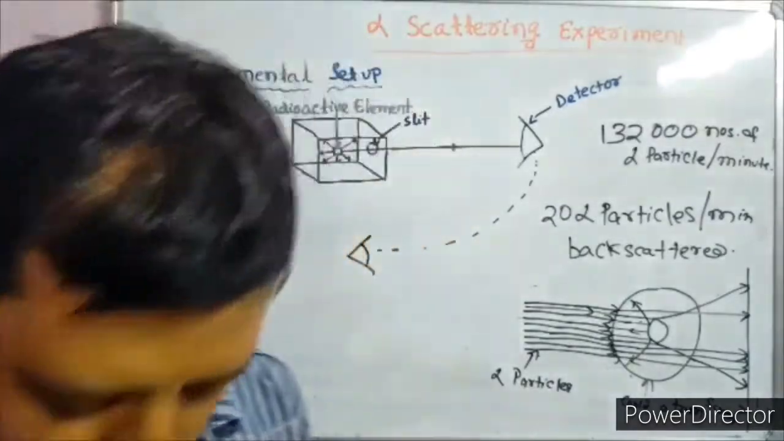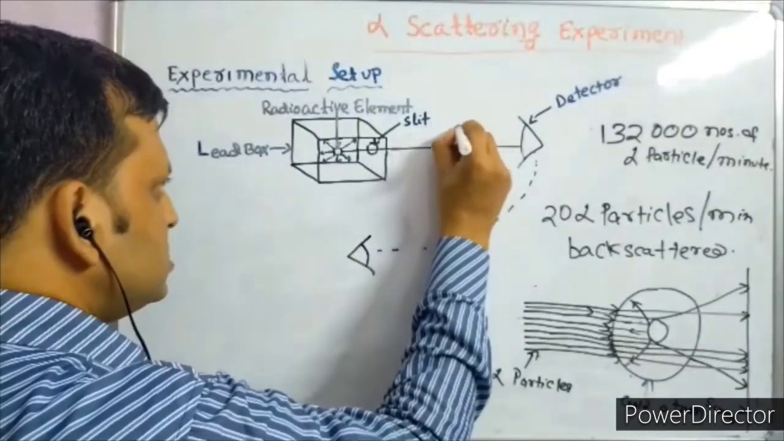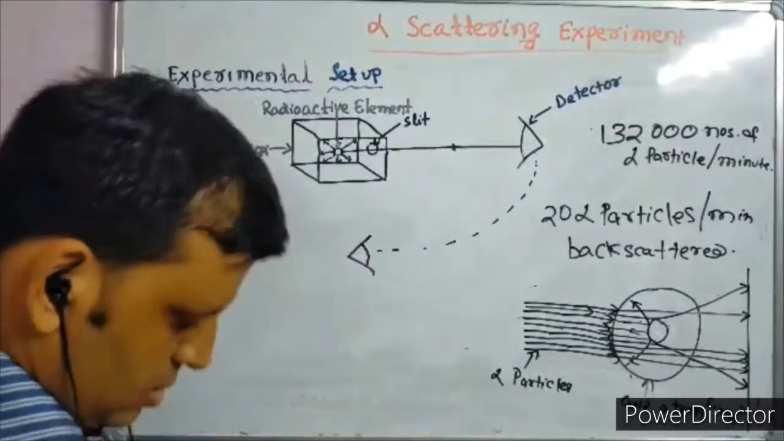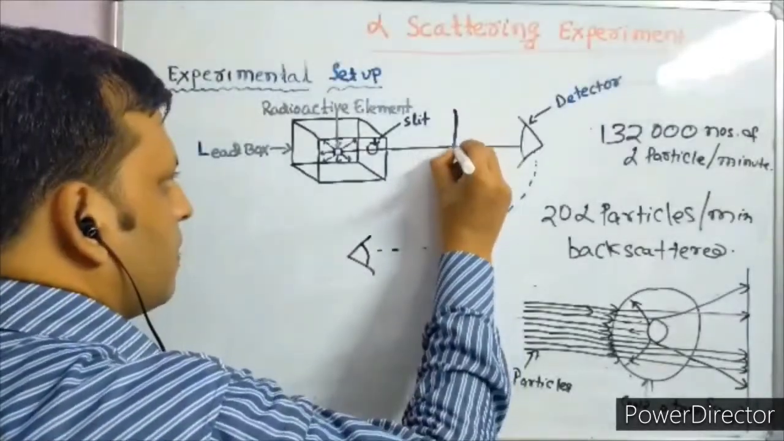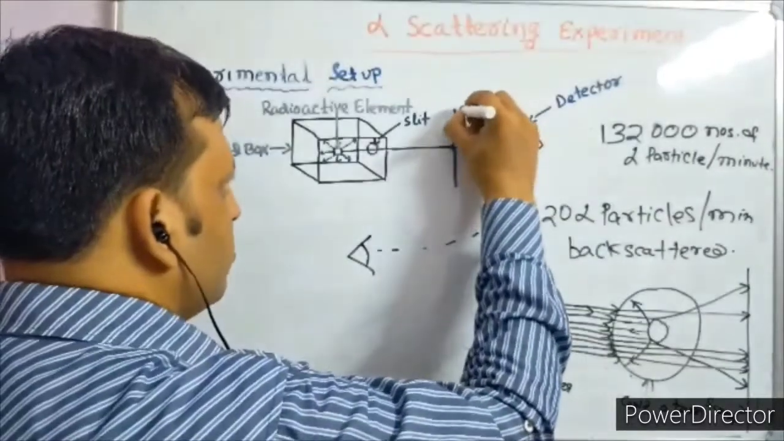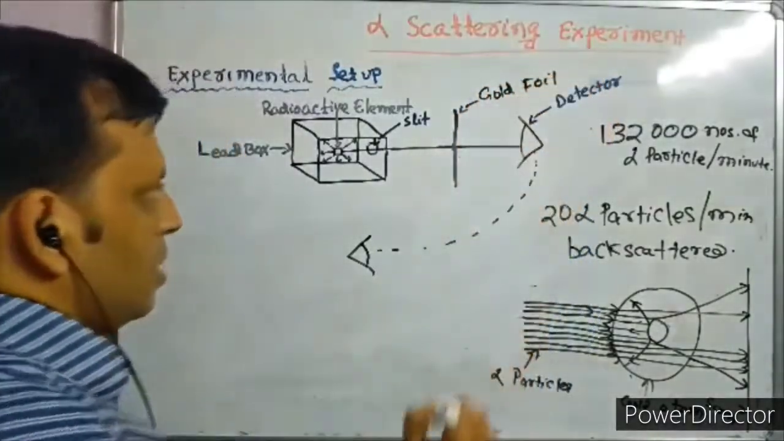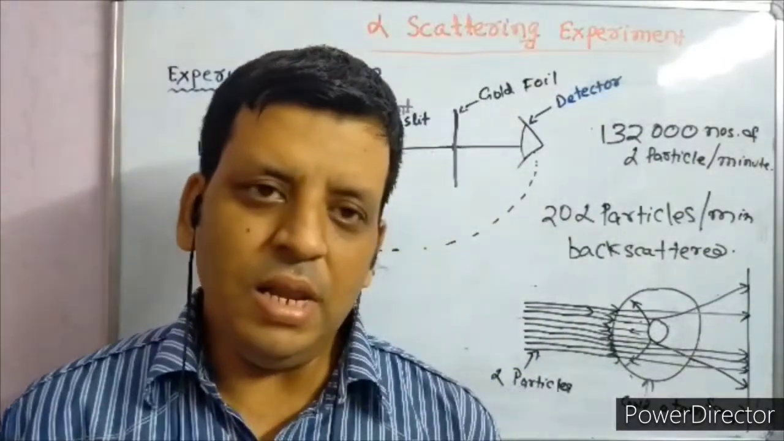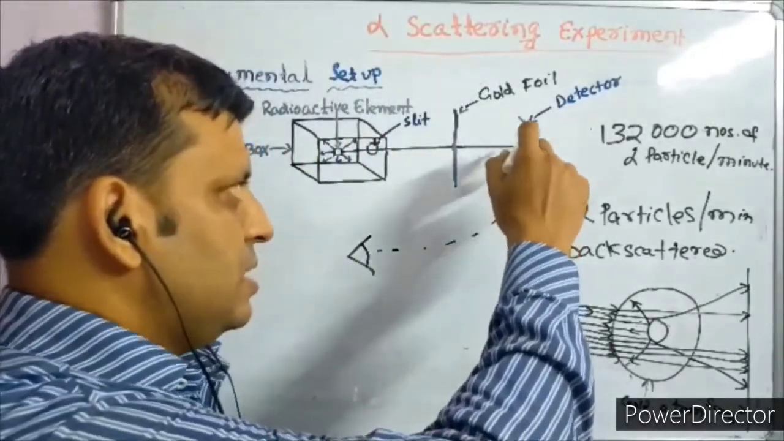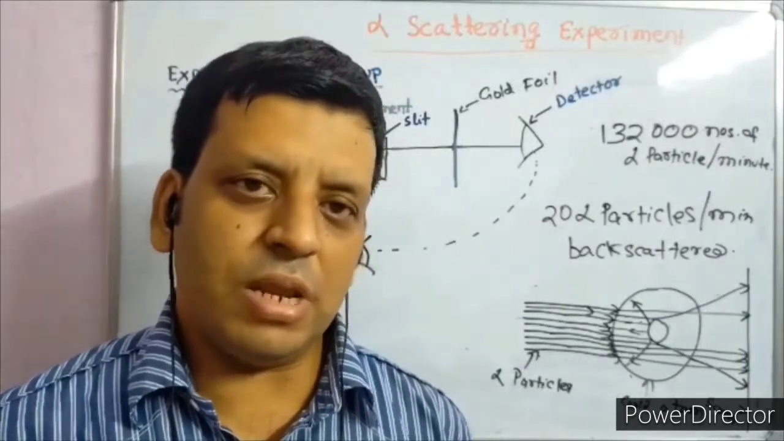Then what he did, he placed a very thin gold foil over here on the way of this alpha particle. It's a very thin gold foil. And after placing this gold foil, he also counted the number of alpha particles striking this detector. He could see that almost all the alpha particles were able to strike.